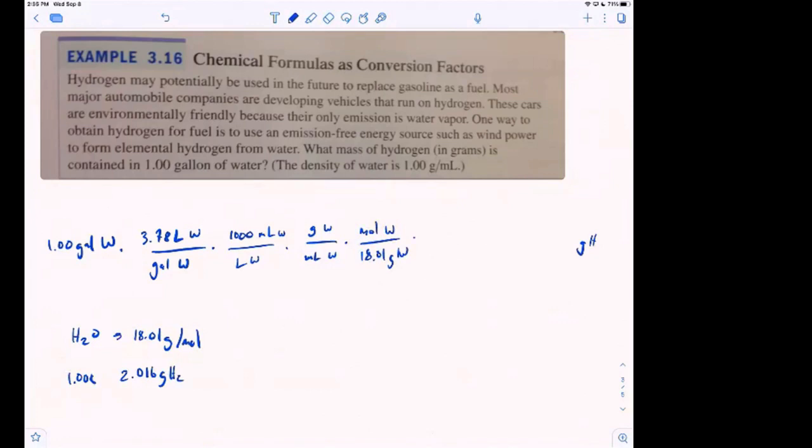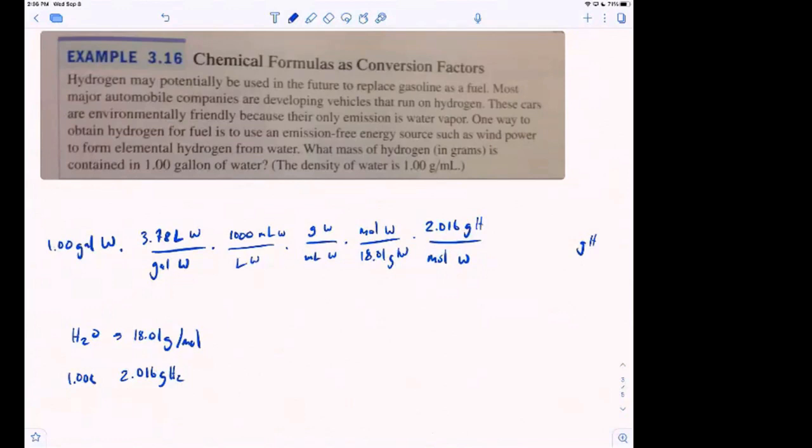And then we have to convert to grams hydrogen. And this is the percent mass concept that we just learned. There are 2.016 grams hydrogen per, oh no, I gotta go. What am I doing wrong? Yeah, mole water to mole water. Oh, I was using. There we go.